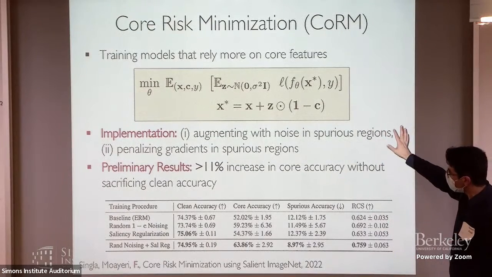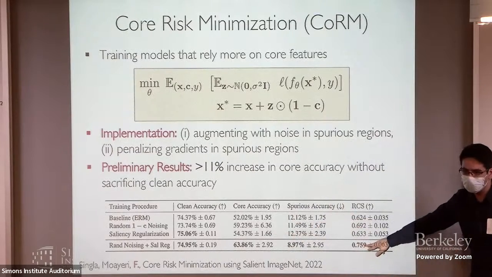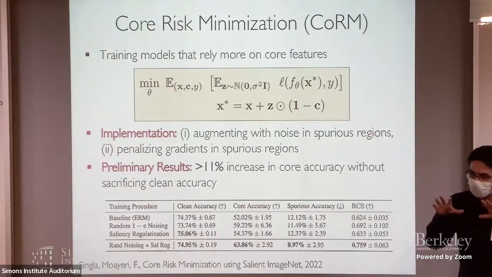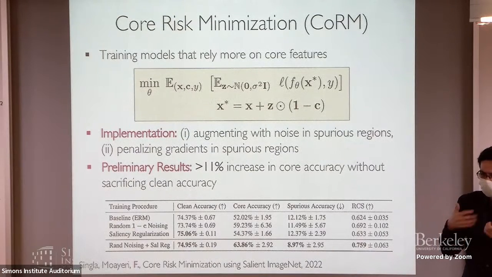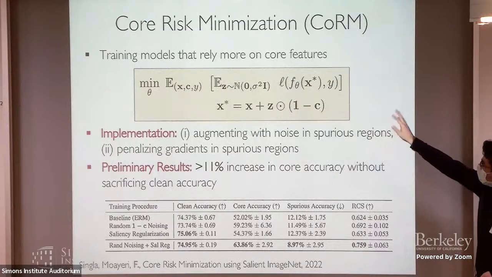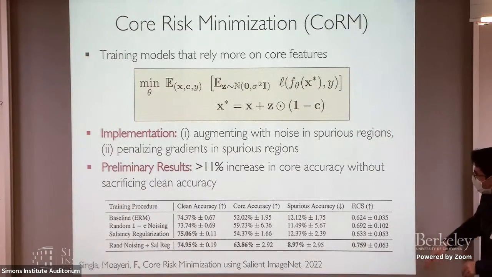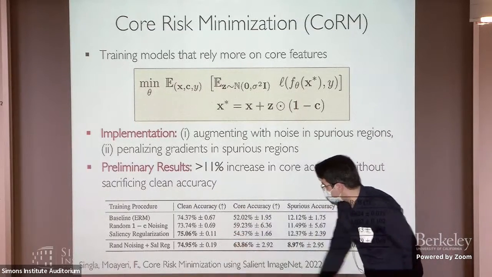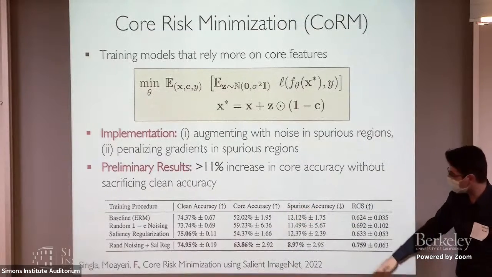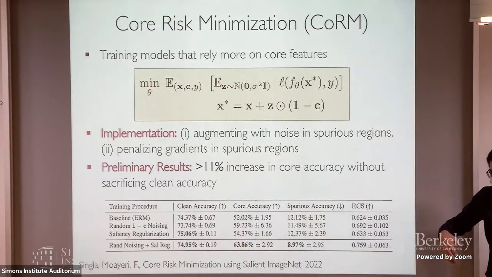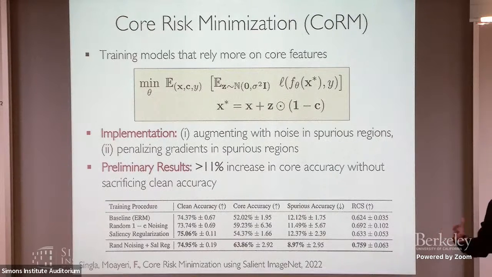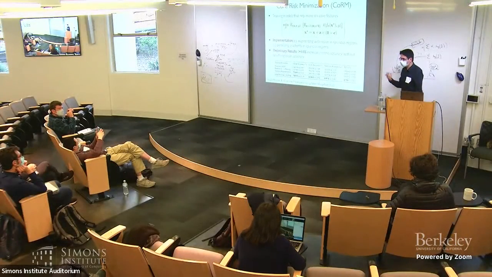So far, we are just looking at accuracy measures like core and spurious, or out of distribution, where we are noising out some of the core or spurious features and seeing how the model performs. And if we do some treatments like core risk minimization, we can see your clean accuracy roughly remains the same, your core accuracy increases by 11%, but your spurious accuracy drops by 3%. So that is good. The next step is to look at the performance when you change your data set and you get natural variations in your spurious or core feature distributions. We haven't done that yet. Hopefully, we think that with such approaches, you'll get good generalization.